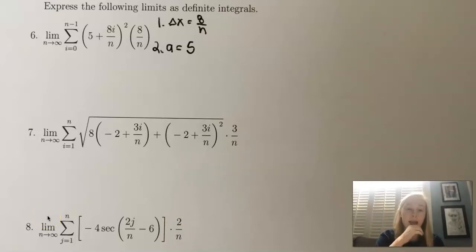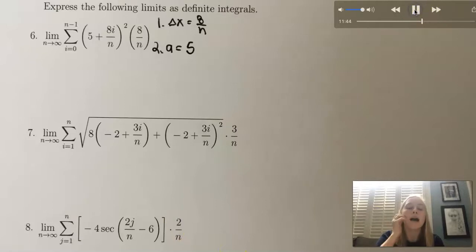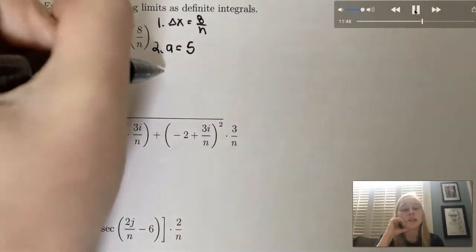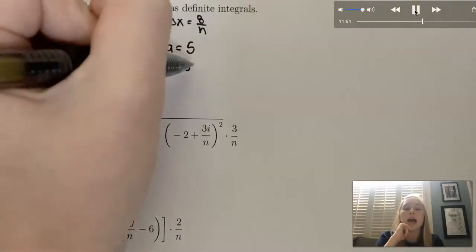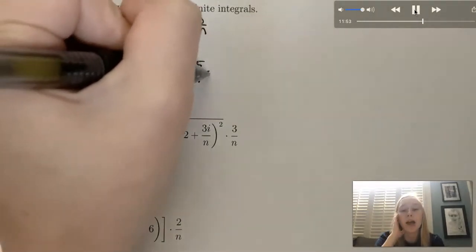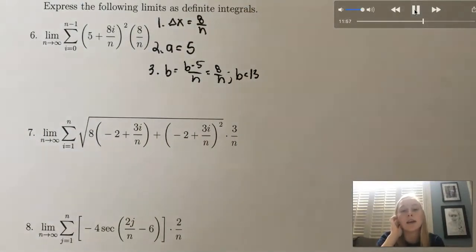So we isolate that delta x, and then we find a. A is also pretty easy to see usually. It's just tagged on to the delta x times i inside your xi. 5, -2, -6 is usually just lopped on. And then once you have your a and your delta x, you can solve for b using that equation delta x equals b minus a over n. In this case, b equals 13.